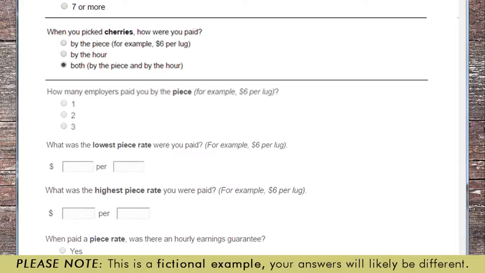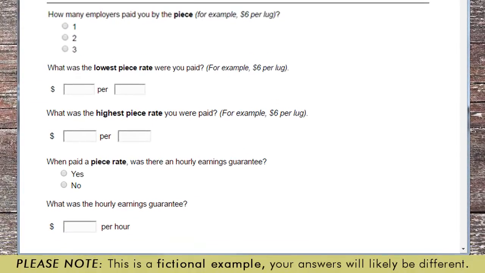This is a multi-part question that asks about piece rates. First, how many employers paid you by the piece? 2 of my employers paid me by the lug, that is piece rate, so my answer is 2. The next 2 parts are interested in the lowest and highest amounts I was paid to pick by the piece, considering all the employers that I worked for. For this example, the lowest amount I was paid per lug was $5.50 by one of my employers, and another employer paid me the highest amount per lug, $6.